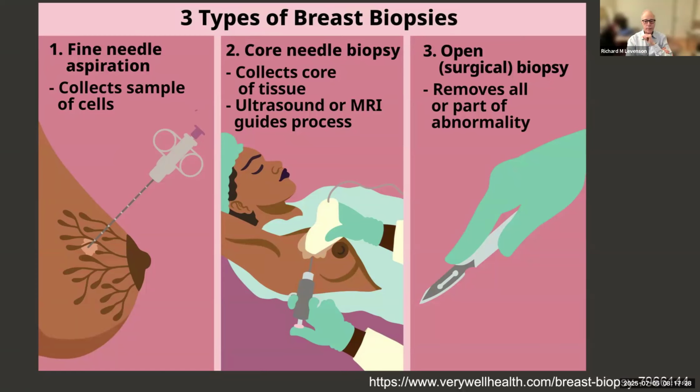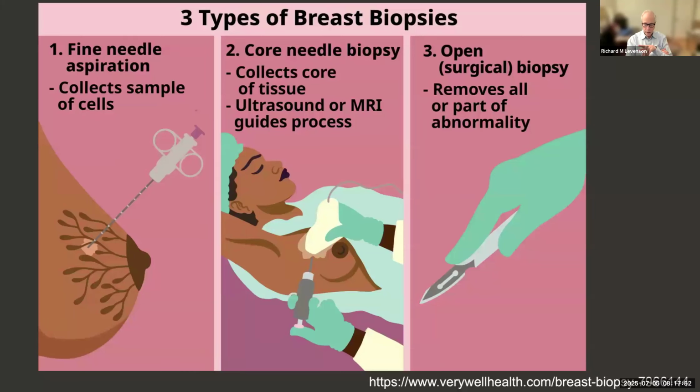There are three ways of looking at this. Something on the far left is called fine needle aspiration. That fine needle means a very, very small needle. And it's so small that it doesn't actually pull up whole chunks of tissue, but it pulls up isolated cells and little tiny cell chunks and clusters. In the middle is what we're going to be focusing on today, which is core needle biopsy.